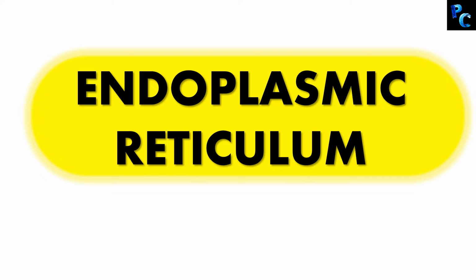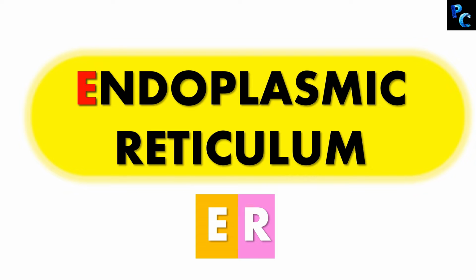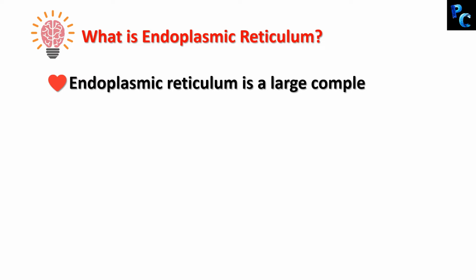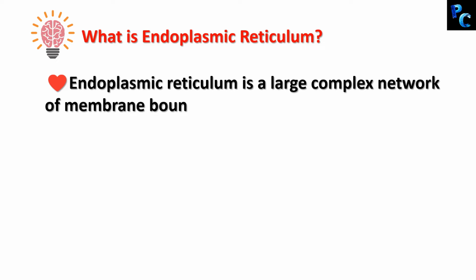In today's video, I am going to talk about a very important cell organelle that is endoplasmic reticulum, which is also known as ER in short. As you can understand, E stands for endoplasmic and R stands for reticulum. Now, what is this endoplasmic reticulum? Endoplasmic reticulum is a large, complex network of membrane-bound tubes and sheets.